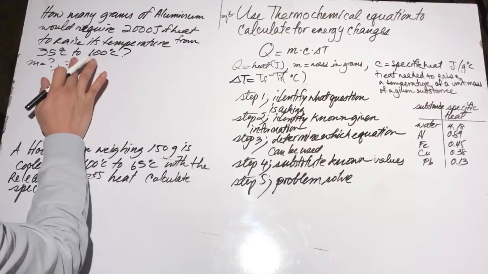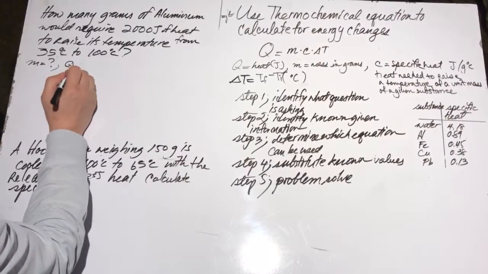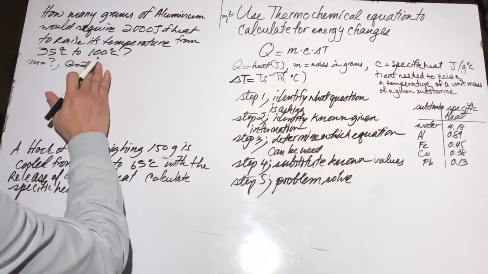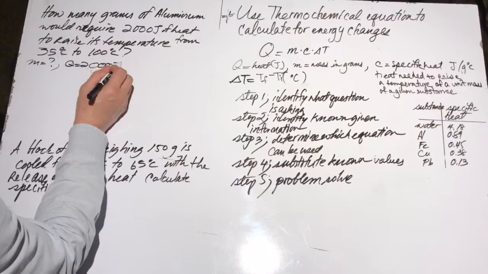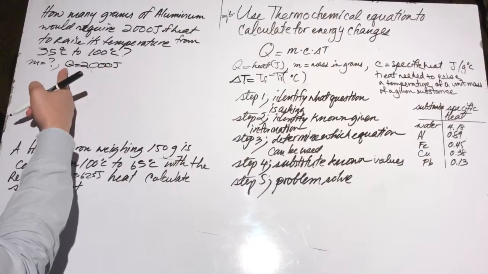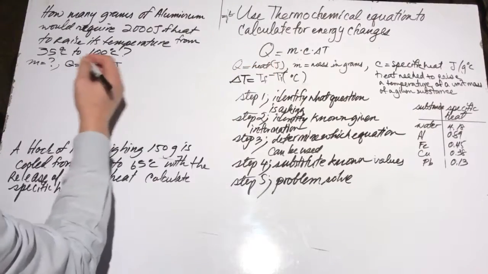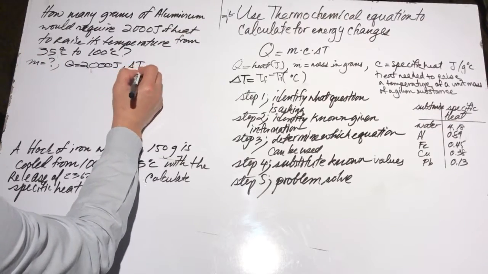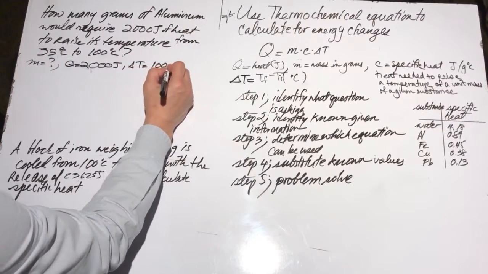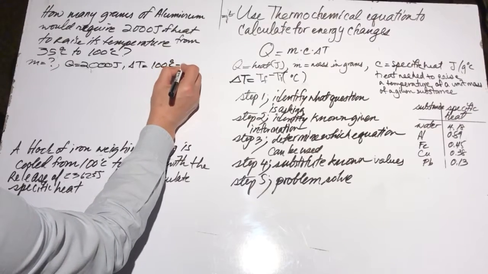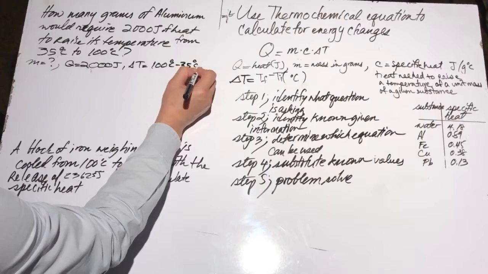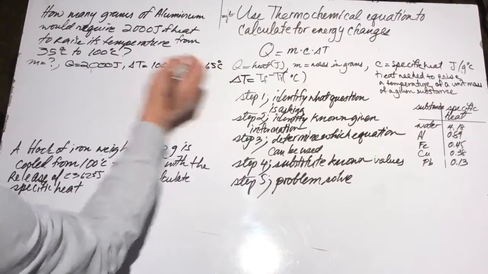We know that Q is equal to 2000 joules, because 2000 joules is heat, by the units. Raise its temperature from that: so we know that the change of temperature is equal to 100 degrees Celsius minus 35 degrees Celsius, and that gives us 65 degrees Celsius.